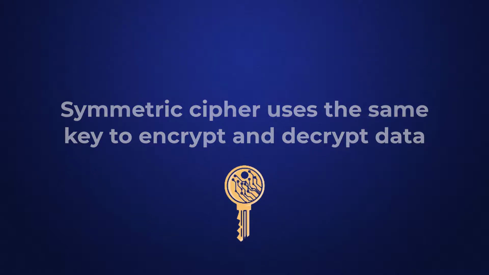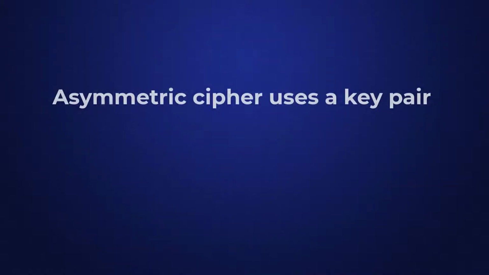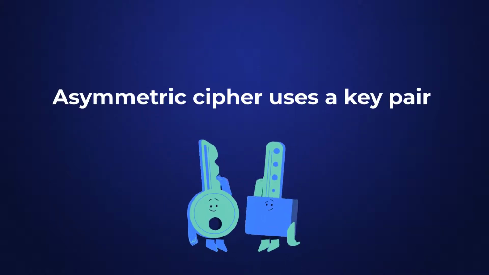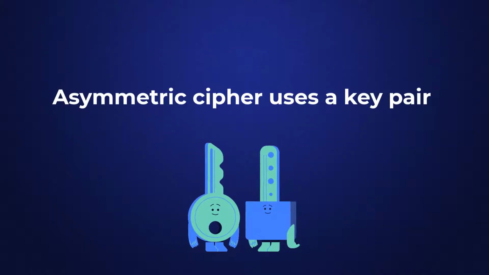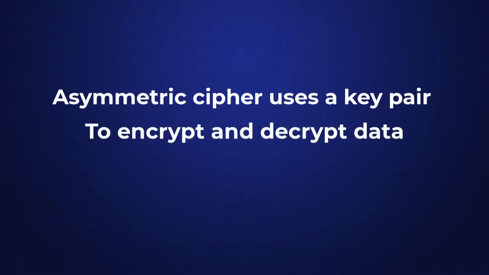That means if you have just one key and you have data, the same key can be used to both encrypt and decrypt that data. An asymmetric cipher, on the other hand, uses a key pair. It requires both the public and the private key to encrypt and decrypt data. If one is lost and the data has been encrypted already, you can never decrypt the data.